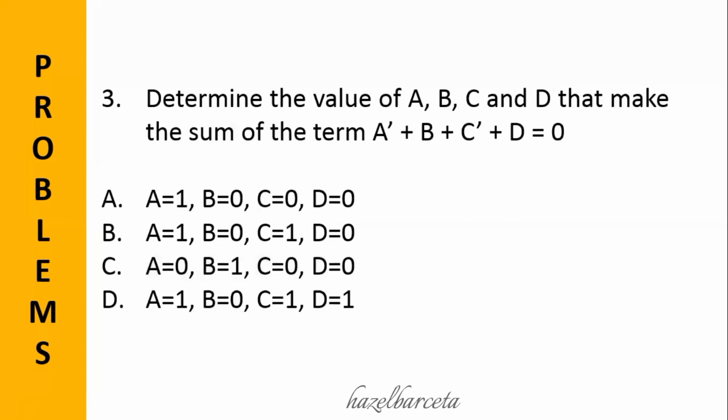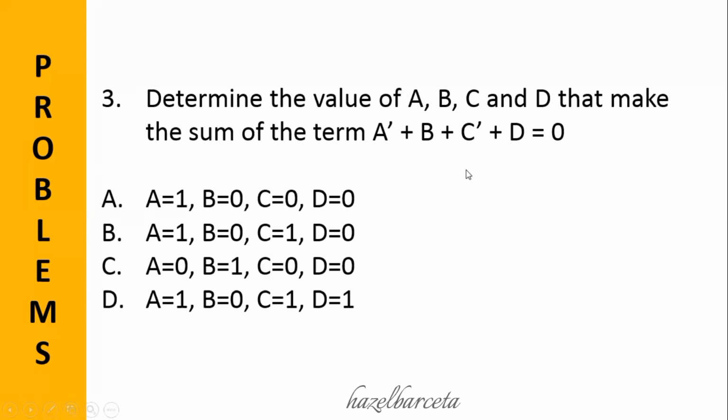Number 3. Determine the value of A, B, C, and D that make the sum of the term A prime plus B plus C prime plus D is equal to 0. But, ang basa po talaga nito ay A complement or B or C complement or D is equal to 0.